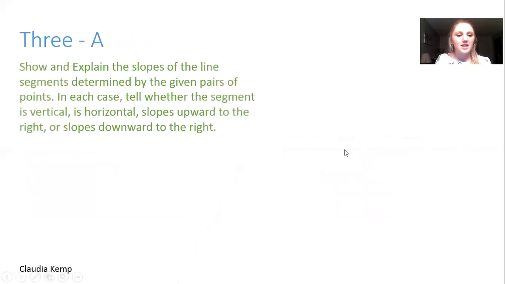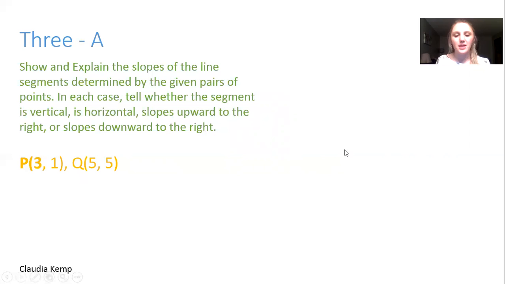Number 3, part A. Number 3 asks that we show and explain the slopes of the line segments determined by the given pairs of points. So it'll give us 2 points, and we need to determine the line between the 2 points. In each case, we need to tell whether the segment is vertical, horizontal, slopes upward to the right, or downward to the right. Part A gives the points 3, 1, and 5, 5.